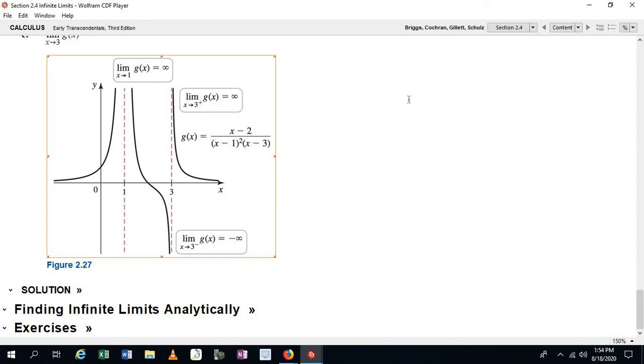So what do we say about the two-sided limit in that case? Well, the limit as x approaches 3 from both sides simply doesn't exist. We wouldn't say it's infinity and we wouldn't say it's negative infinity. It would be wrong to say that. But we can say that it doesn't exist. That would be the appropriate answer for this two-sided limit as x approaches 3.